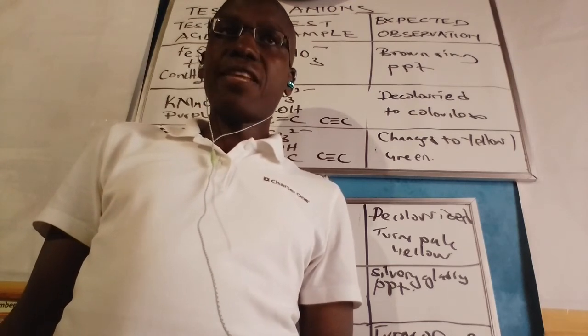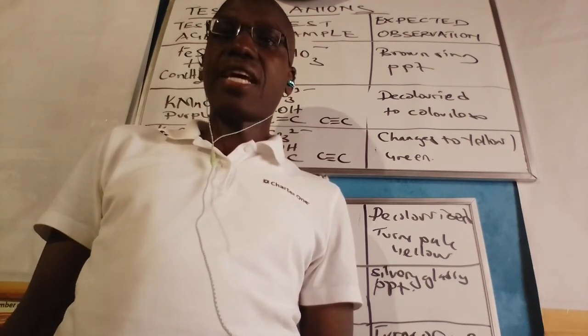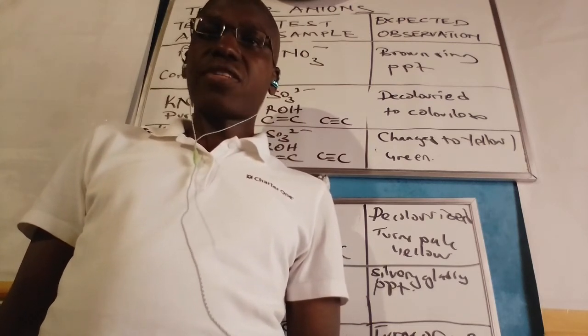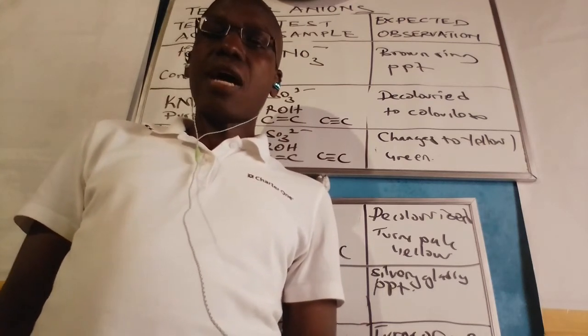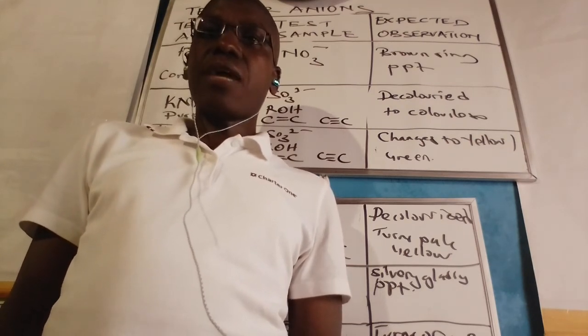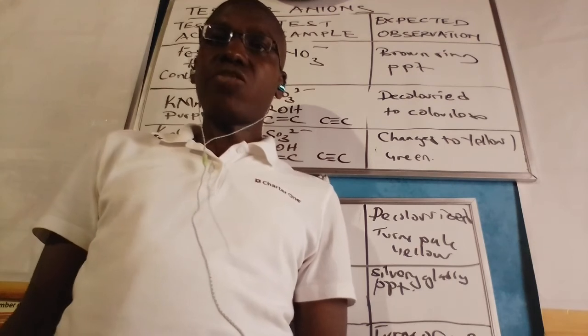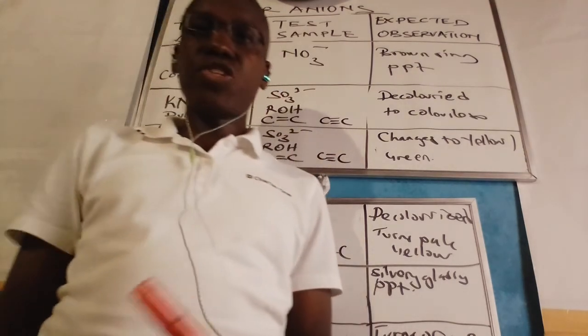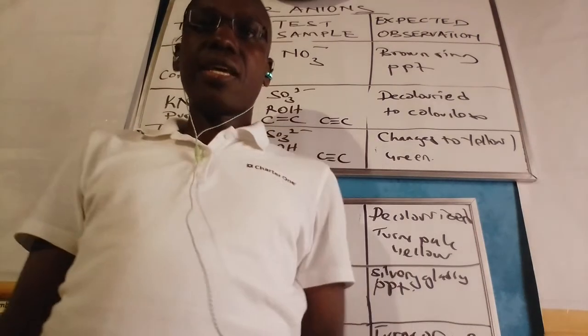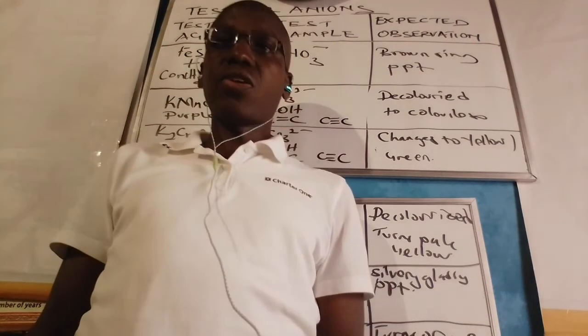Next, we have looked at the test for nitrates, and we have seen that nitrates are tested by iron 2 sulfate, followed by concentrated sulfuric acid, where it forms a brown ring precipitate at the interface of the liquids. And we say that that test has to be conducted with the test tube in a slant position to prevent the spurting out of the sulfuric acid when it comes into contact with the solution.